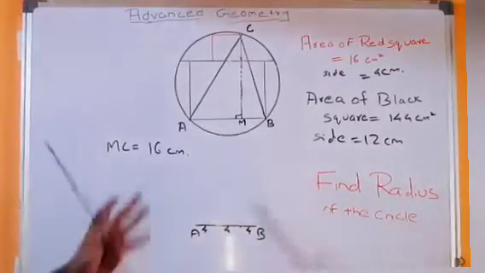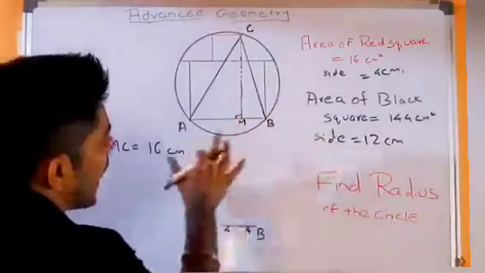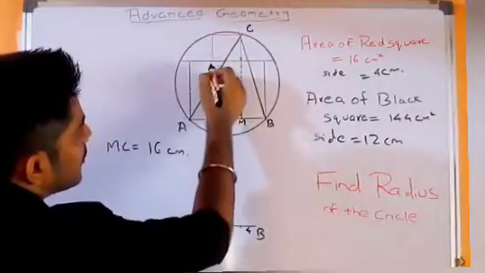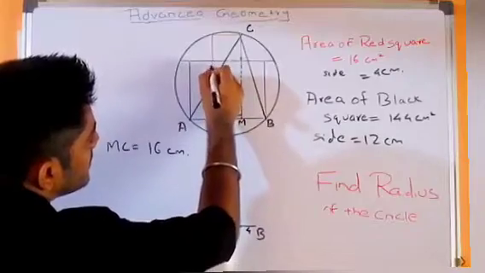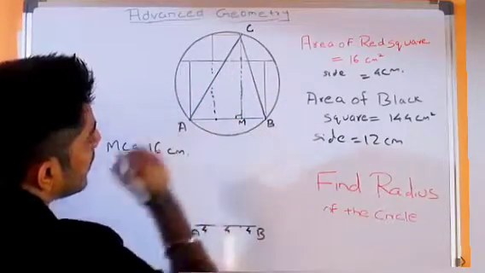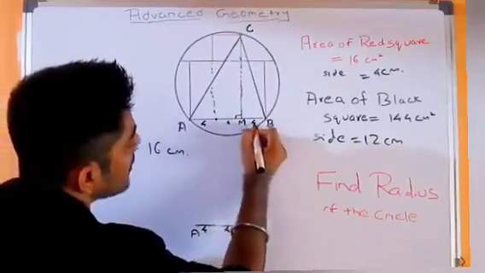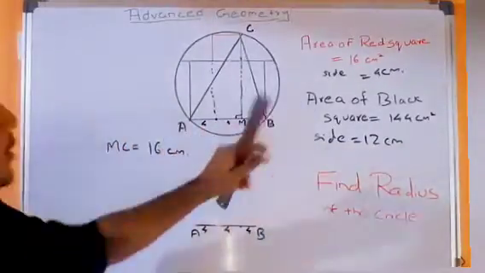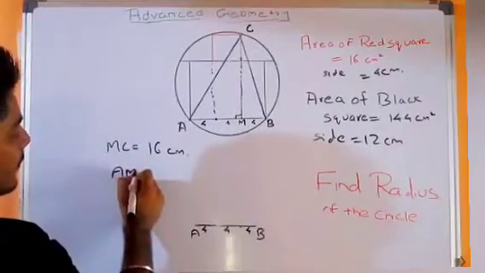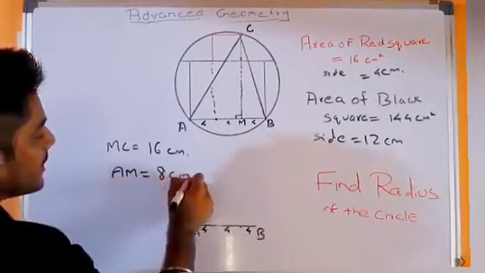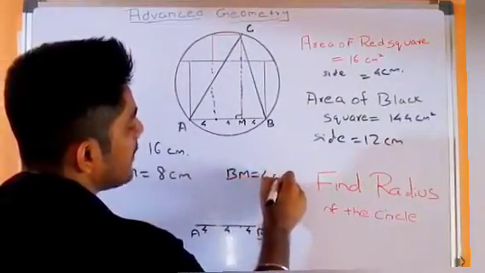Then how do we find AM? I'll tell you. M is over here already. If I extend this point over here, so this becomes 4, this becomes 4 and this becomes 4. So it has been divided into 3 parts. So what exactly would be AM? AM would be 8 centimeters and BM would be 4 centimeters.